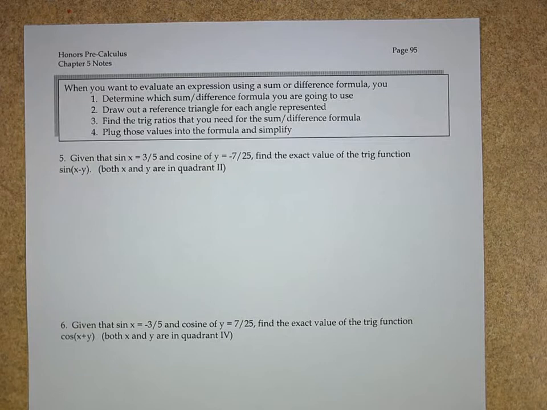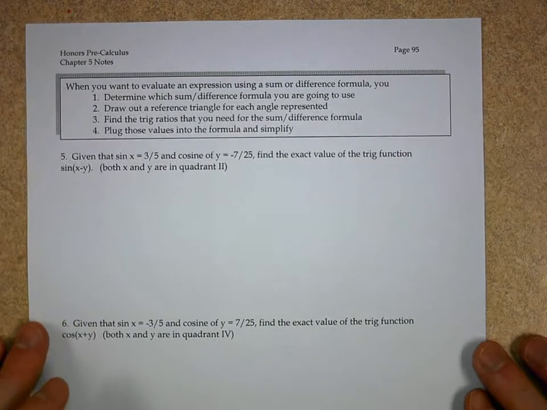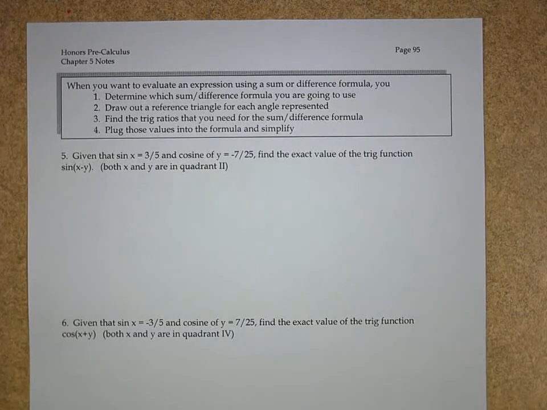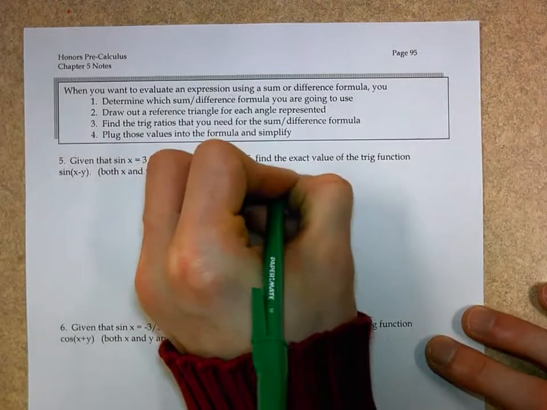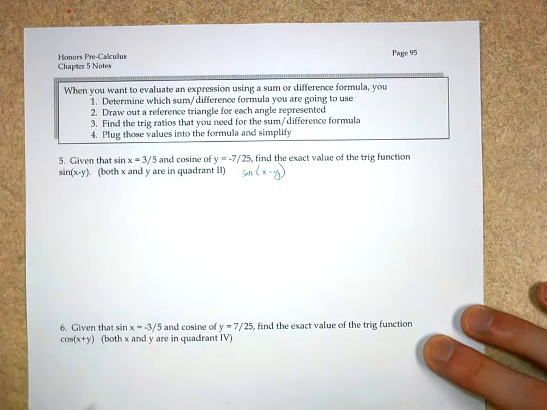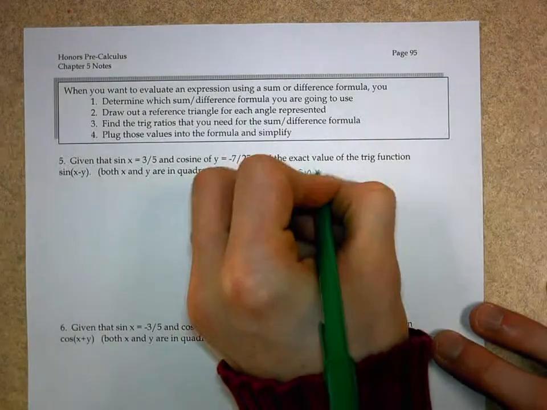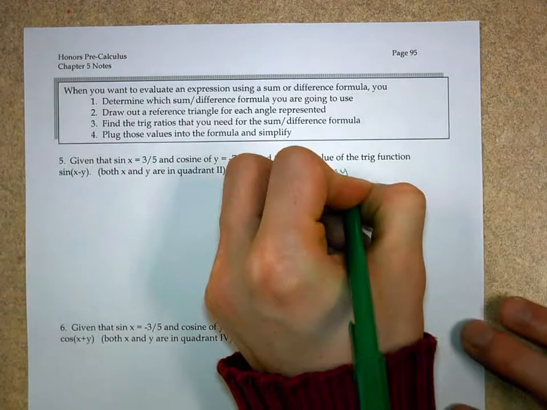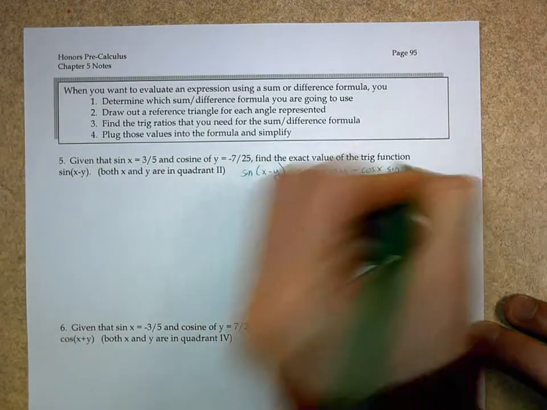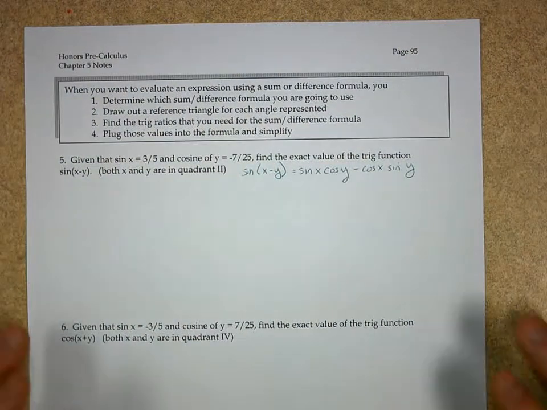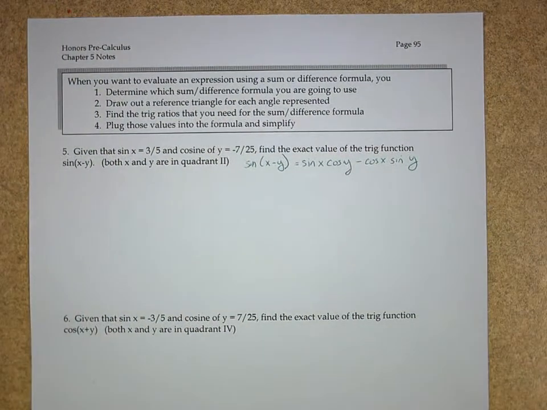So given that the sine of x is 3/5 and the cosine of y is negative 7/25, find the exact value of the trig function sine of x minus y. So first of all, what sum or difference formula am I going to use? Well, it's going to be the sine of x minus y, which let's write that out to begin with. The sine of x, the cosine of y, minus the cosine of x, sine of y. So that's the first piece right there, writing down our expression.